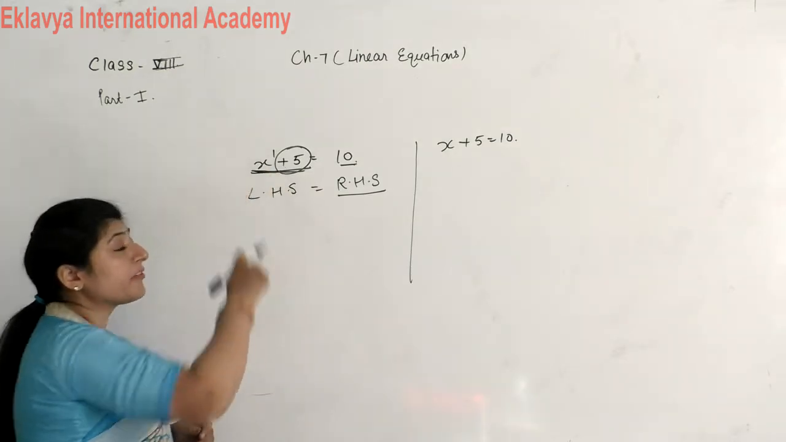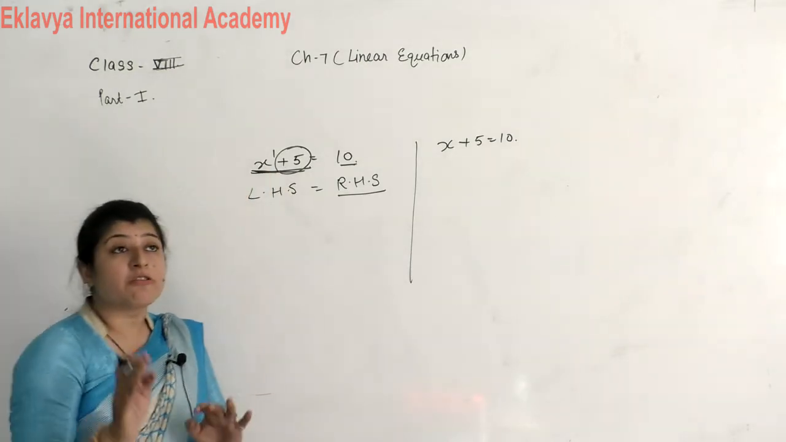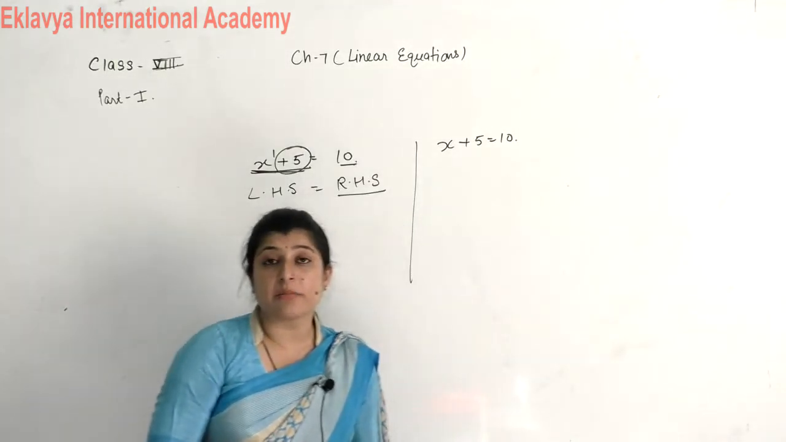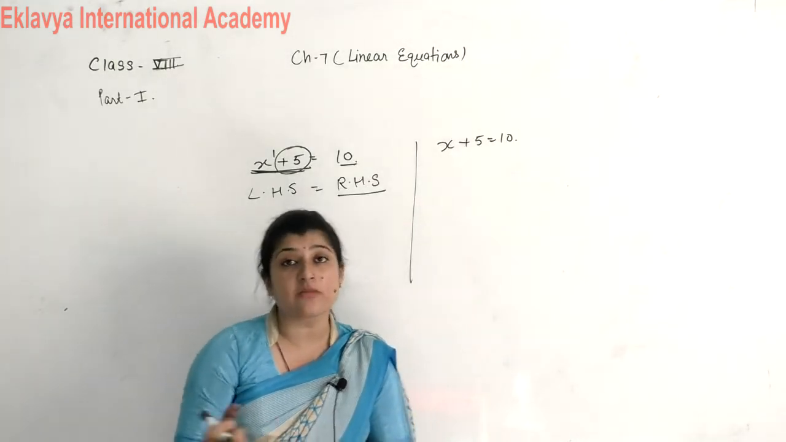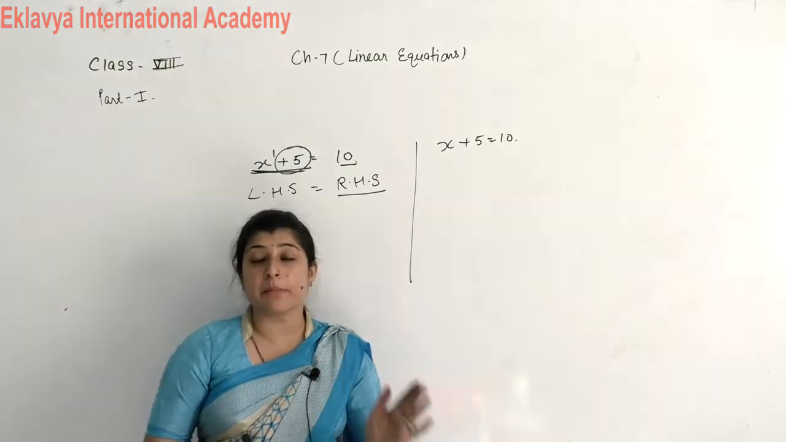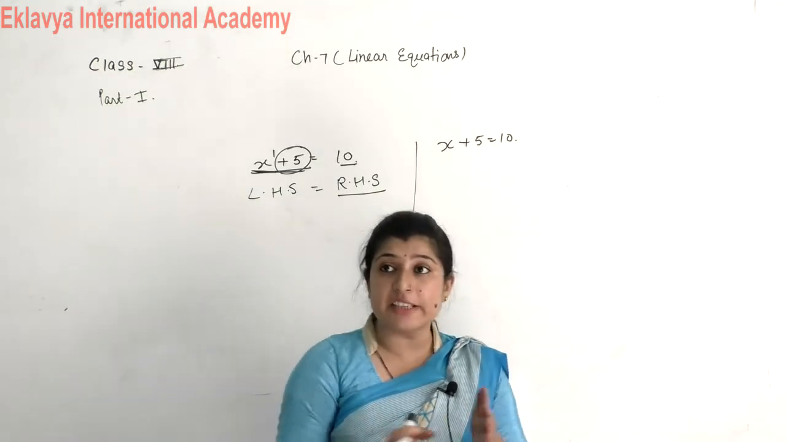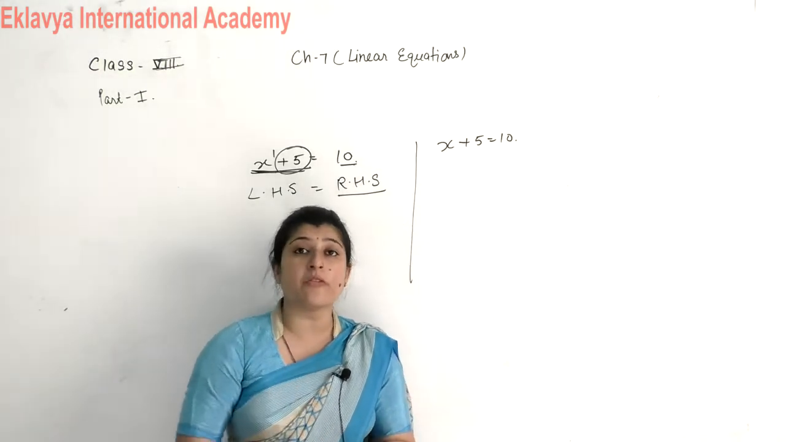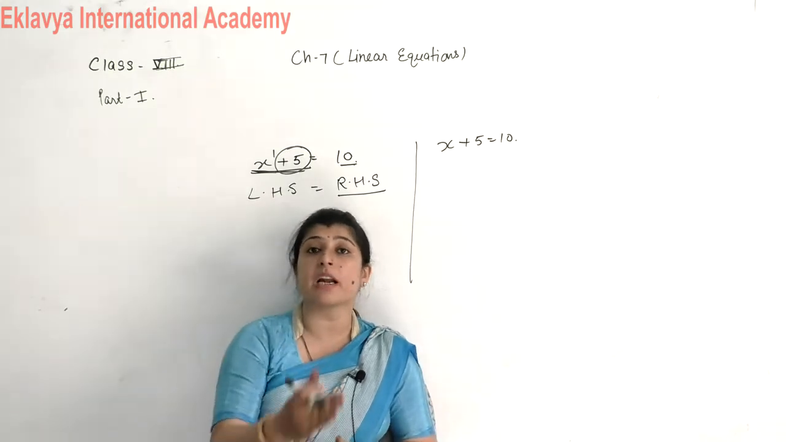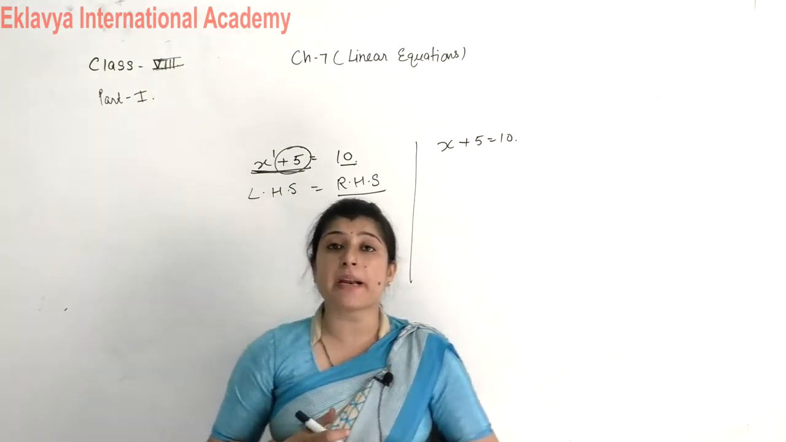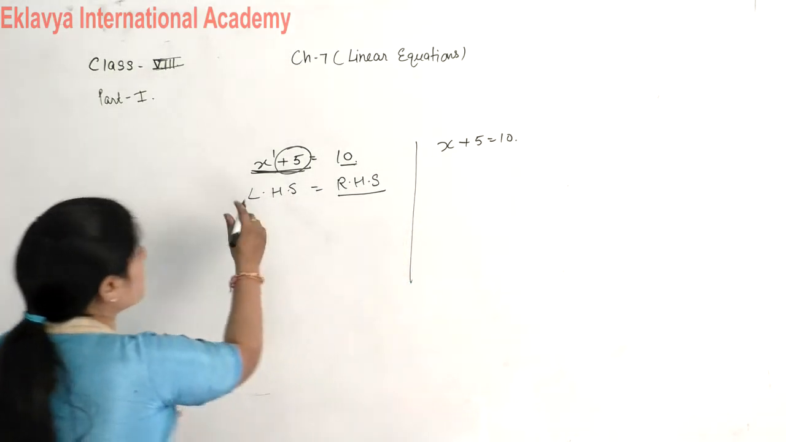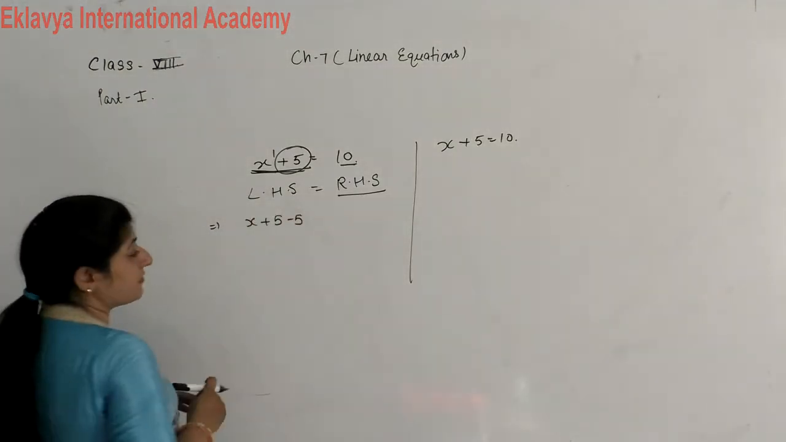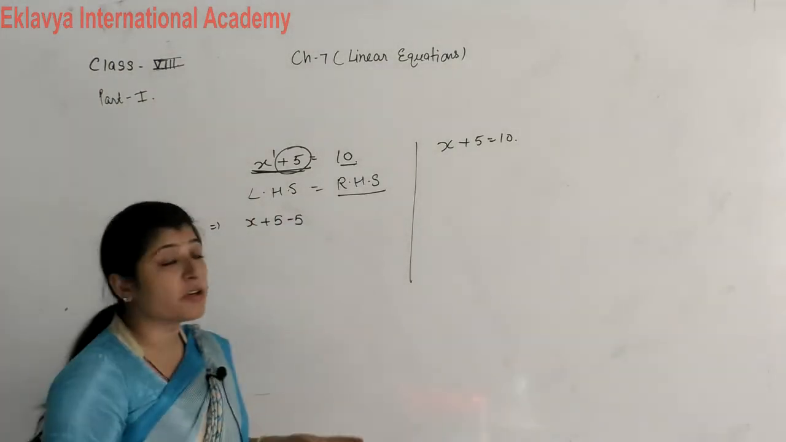How can we remove plus 5 from here? For removing an addition, we will subtract the same number. अगर हमारे पास लेफ्ट हैंड साइड में किसी वेरिएबल के साथ कुछ एडिशन में है और हम उसको रिमूव करना चाहते हैं तो वो सेम नंबर हम सब्ट्रैक्ट कर देंगे. It means x plus 5, so what we will do is subtract 5. Then plus 5 will be removed from here.